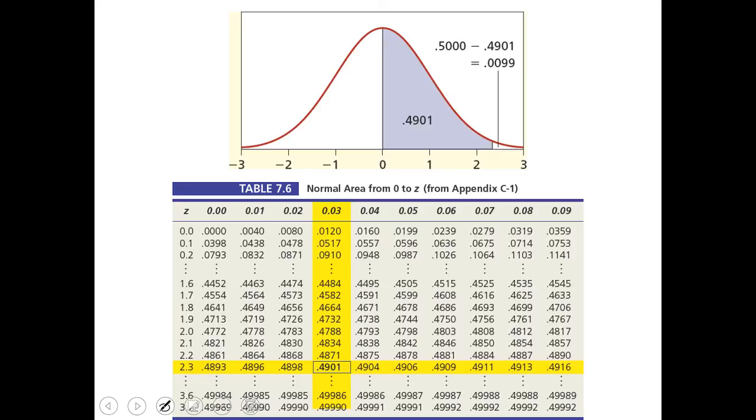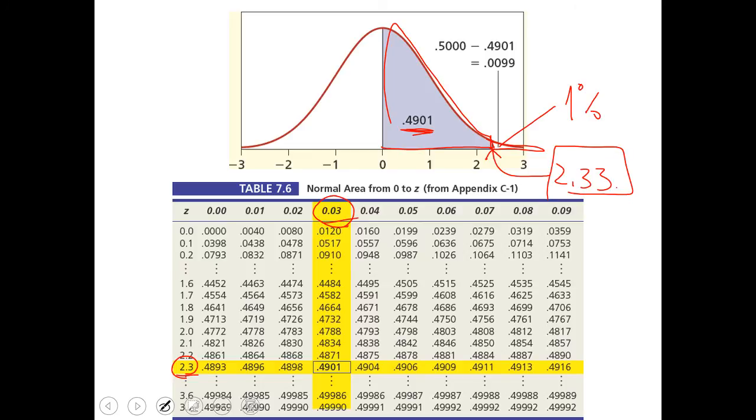So the important value is 2.33. This number is 2.33. This area covers 49.101, and the other area is almost 1%. So 2.33 is a very important value.